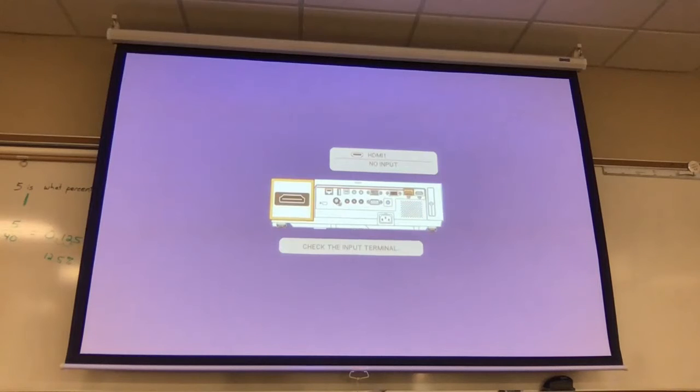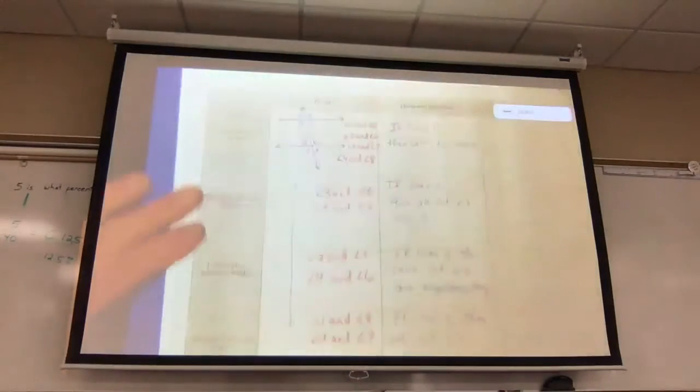Let's see. First thing we need is that theorem and postulate sheet we started the other day. It looks like this one here.